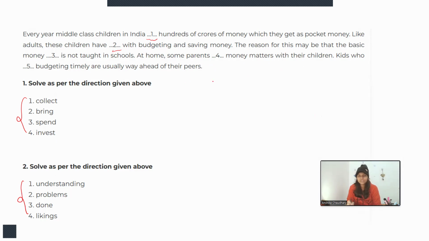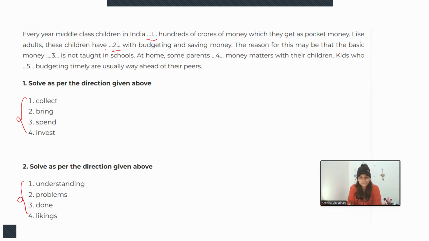So if we are talking about that, somehow the paragraph is giving us the idea that we are talking about some money management things, right? If we take the overview of this paragraph, so let's try. Every year, middle class children in India collect hundreds of crores of money which they get as a pocket money. So if we take it that, let's move further.